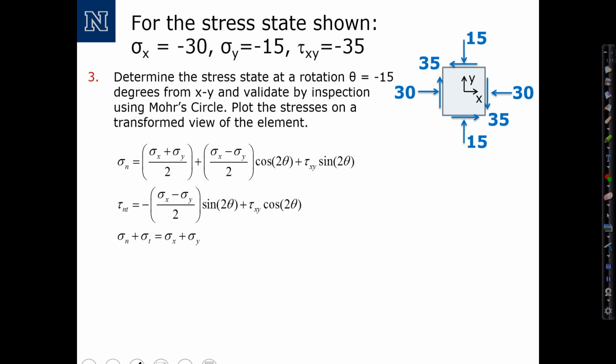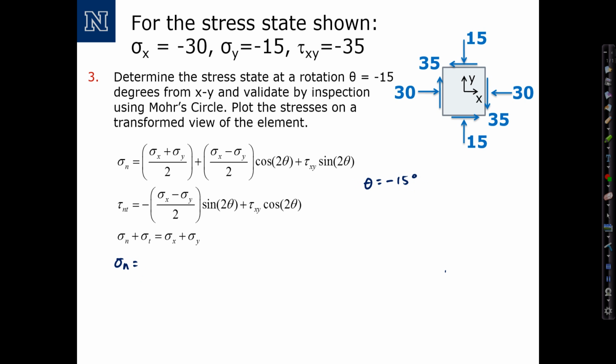We want to evaluate the transformed stresses, then evaluate them by inspection using Mohr's circle, and finally plot the stresses on a transformed view of the element. We use the stress transformation equations to calculate the transformed stress state. We want to use the angle theta equals negative 15 degrees.